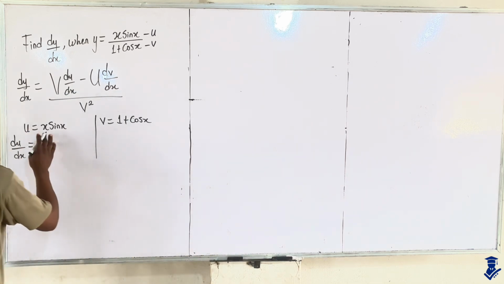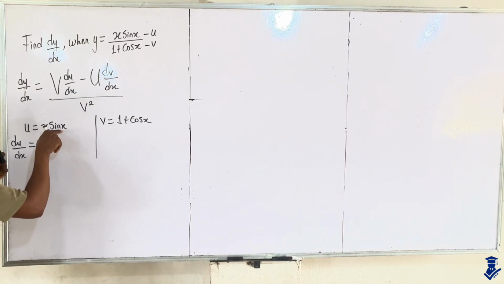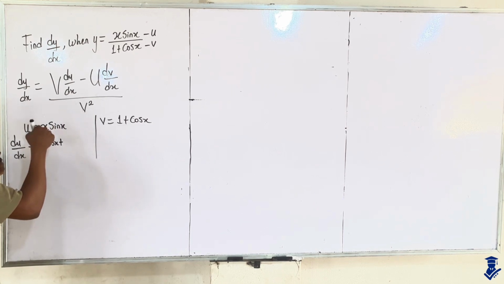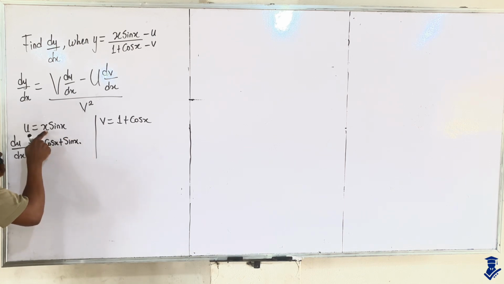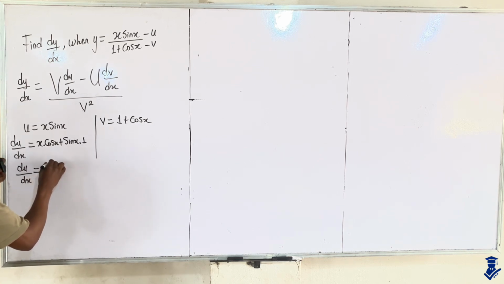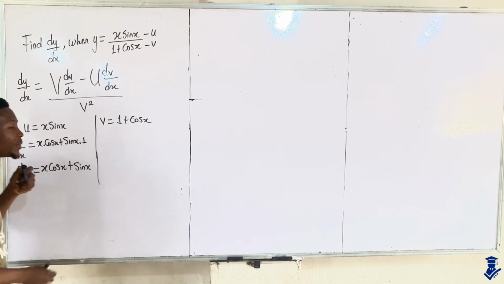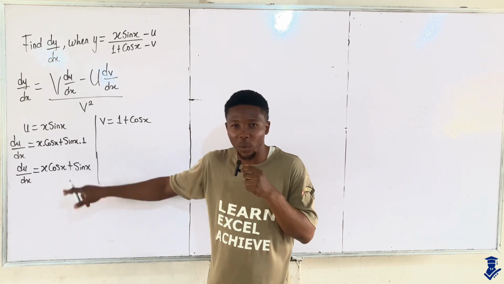Now, what do we mean? We mean take x multiplied by, differentiate the second one, which is sin x, you get cos x, plus, now, take the second one, which is sin x, multiplied by, differentiate the first one, if you differentiate x, you have 1. So du/dx here is going to be equal to x cos x plus sin x. So our du/dx is x cos x plus sin x.